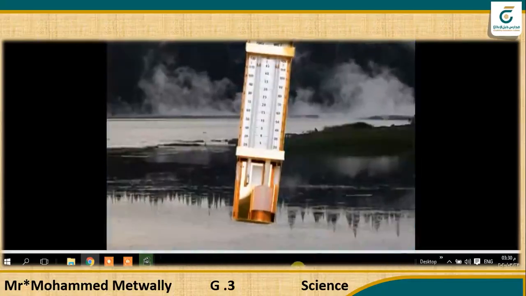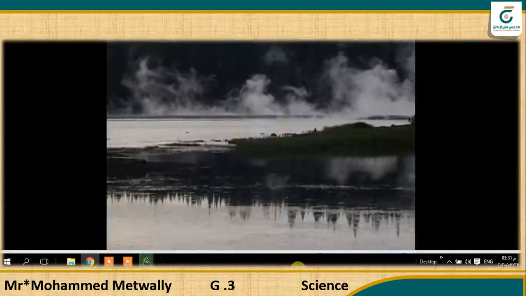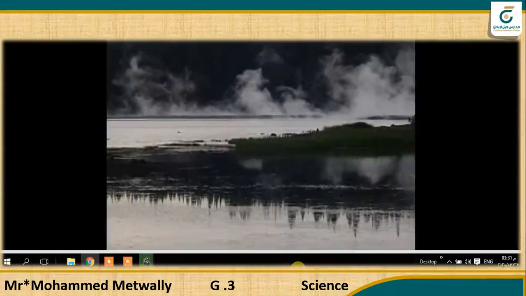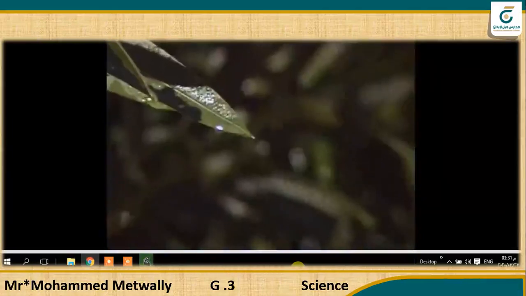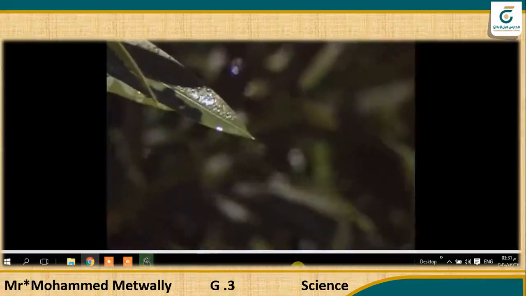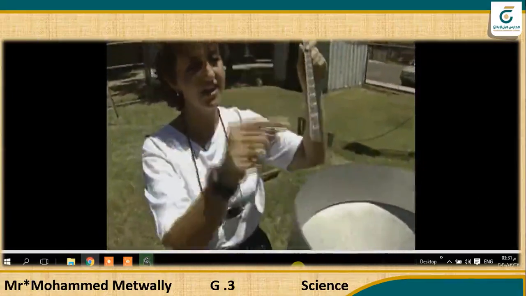A hygrometer is used to measure how much water vapor is in the air. The amount of water vapor in the air is called humidity. The humidity is low when air is dry. The humidity is high when the air has more water vapor in it. A rain gauge measures water too. It is used to measure how much rain has fallen.